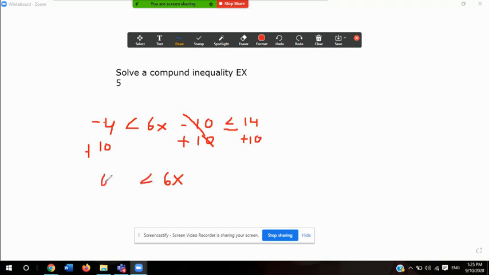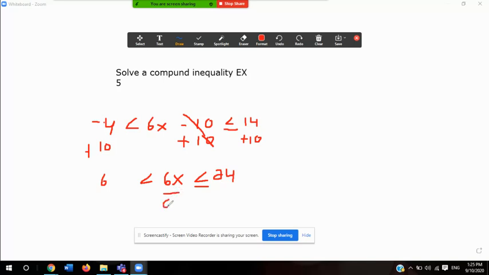Not done with my inequality yet, because I still have the 6x. And of course, 14 plus 10 is 24. So that would be less than or equal to 24. Now the next thing I'm going to do is divide by 6. I want to make sure that this 6 is positive, because if this 6 were negative, that would cause the signs of the inequality to change. But since 6 is positive, no harm is done and everything remains the same.